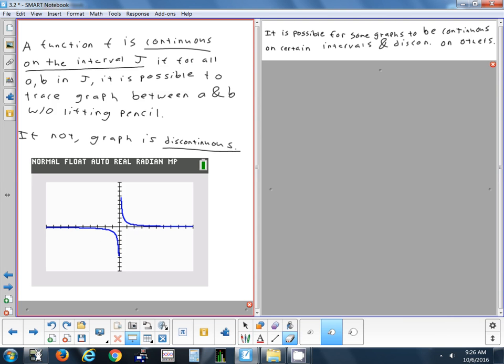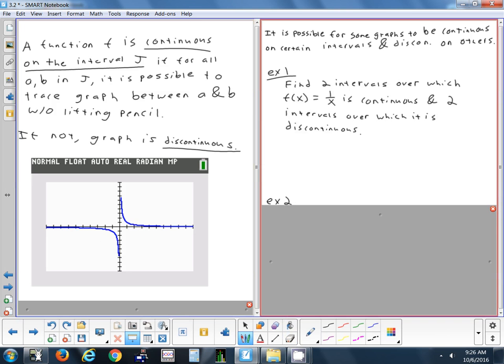So what we're going to do now is write down 2 intervals where this function is continuous and 2 intervals where it's discontinuous. Discontinuous means if you had me go from one x value to another, I'd have to lift my pencil to do that. Let's start with continuous. Can anybody give me an interval with 2 x values that I could trace on this graph without lifting my pencil?